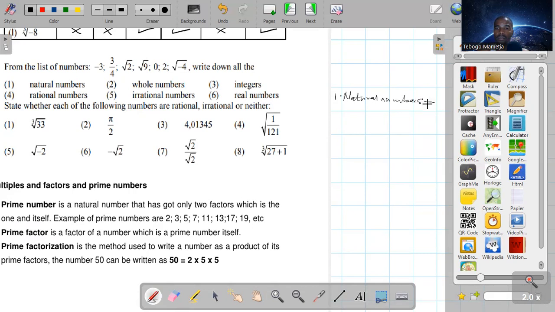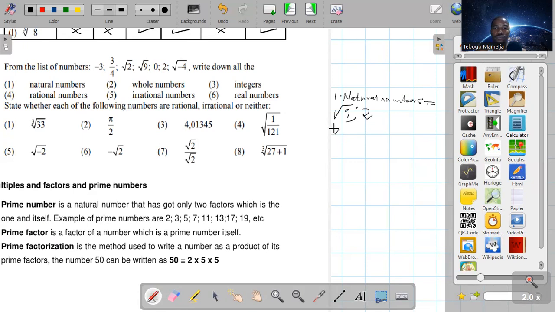All natural numbers. Okay. The first one there, -3 is not a natural number. 3/4 is not a natural number. Square root of 2 is not. Then square root of 9 is 3, so that it can be the first one. Then 0 is not. So 2 is a natural number, and square root of -4 is a non-real number. So natural numbers, remember, guys, are counting numbers starting from 1. So there are only 2 there.